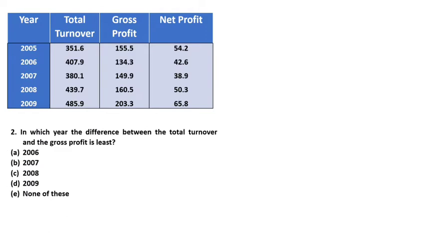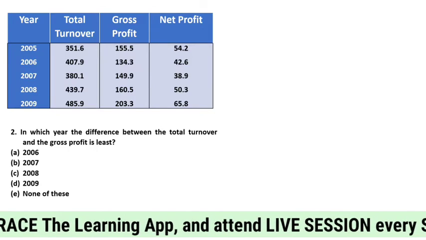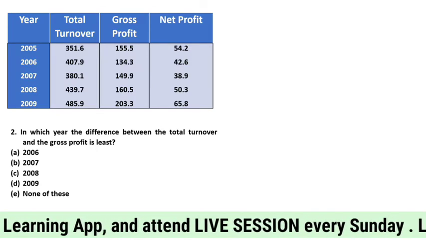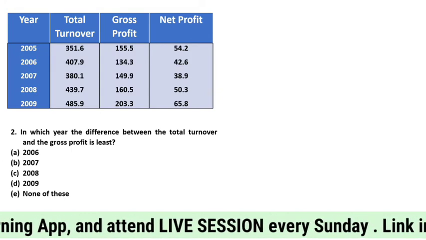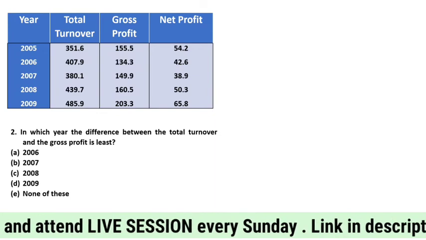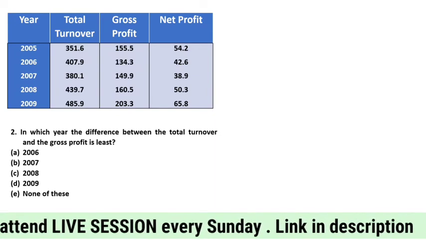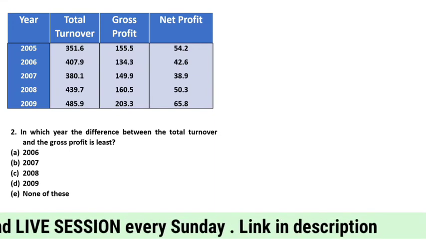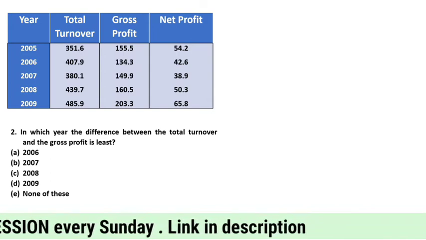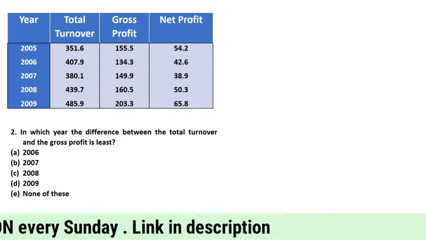So the next question is, in which year the difference between the total turnover and gross profit is the least? All these are basic questions. So you can directly take it from the given table. In which year the difference between the total turnover and gross profit is least? Total turnover and gross profit is least.